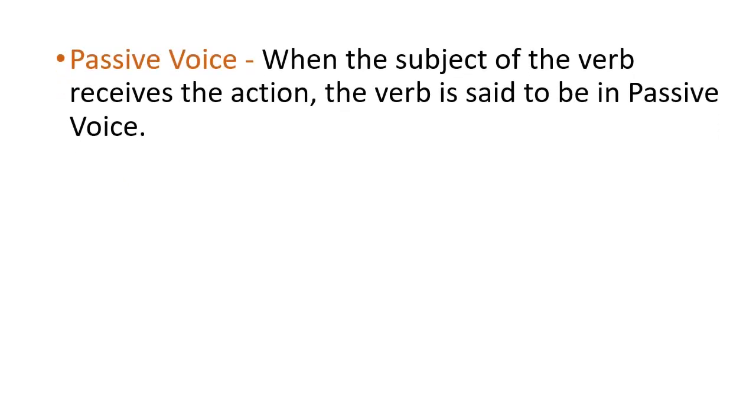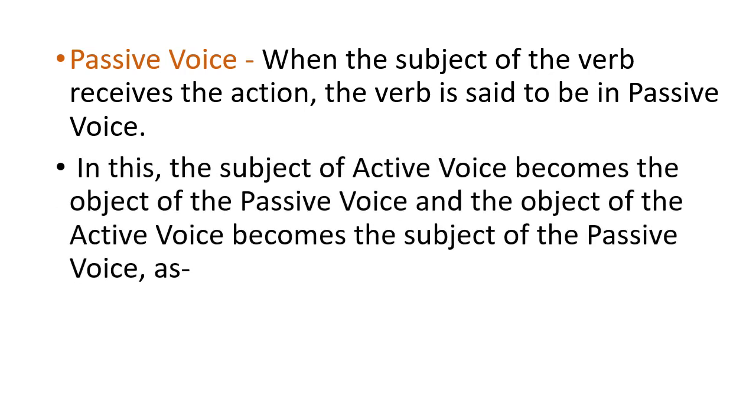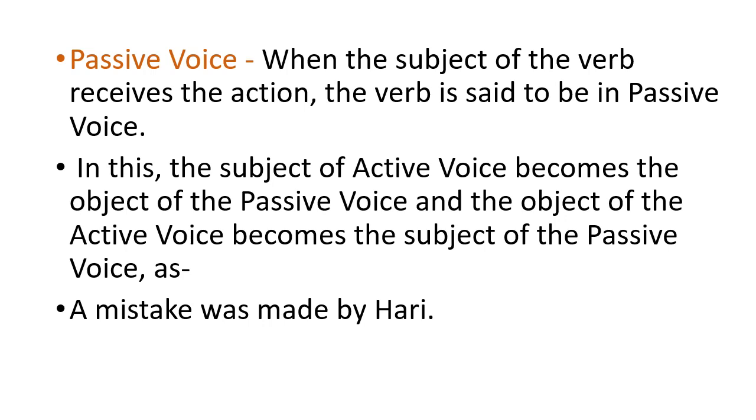Passive voice. When the subject of the verb receives the action, the verb is said to be in passive voice. In this, the subject of active voice becomes the object of the passive voice, and the object of the active voice becomes the subject of the passive voice. So, when we change active voice into passive voice, we interchange subject and object. The subject of active voice becomes the object of passive voice, and the object of active voice becomes the subject of passive voice. For example, a mistake was made by Hari.